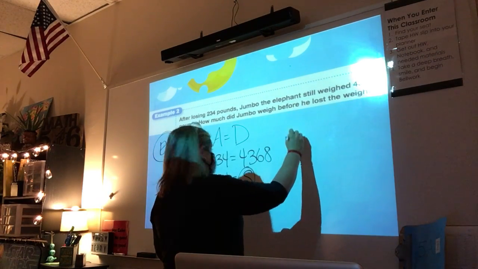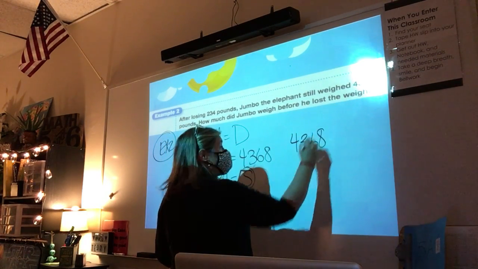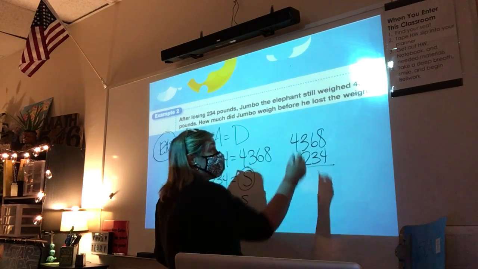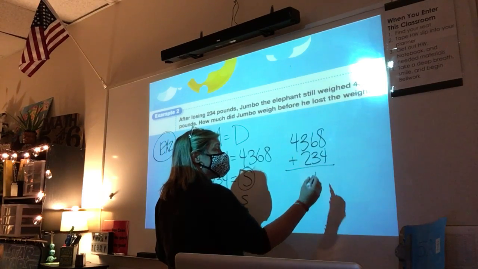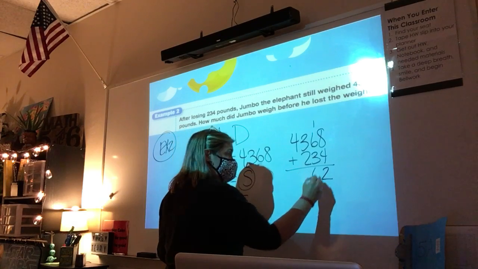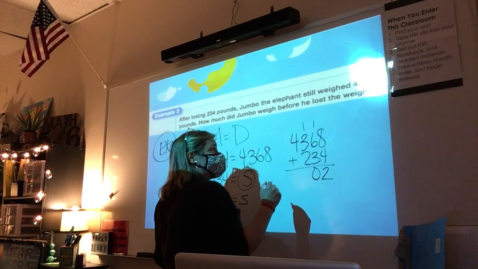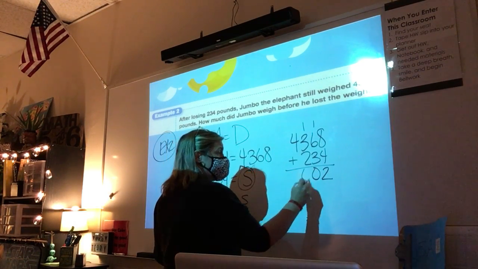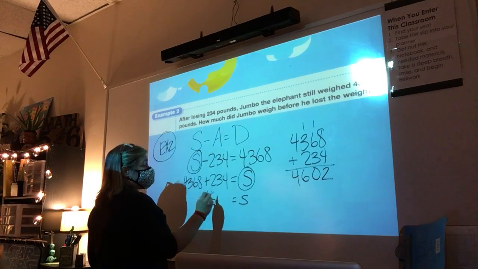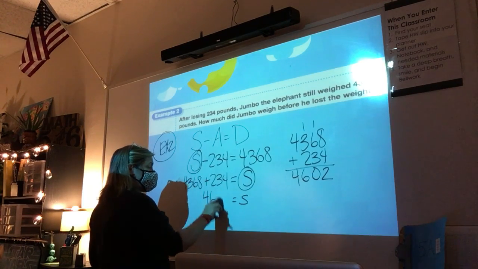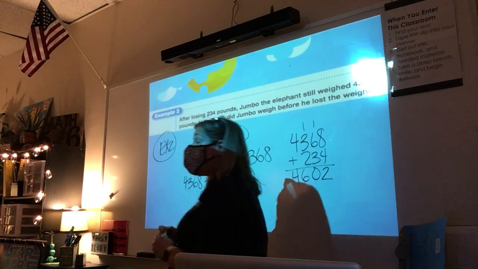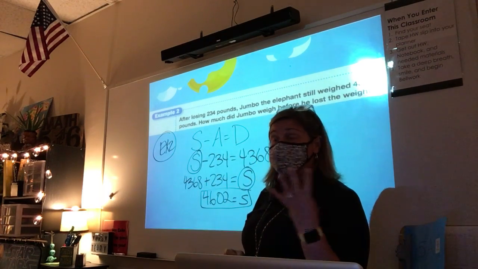And again, chicken scratch, where you show me your work over here. I do not want you to do these in your head because that's how we make silly errors, okay? All right, 8 plus 4 is 12. Bring down the 2, carry the 1. 1 plus 6 is 7. 7 plus 3 is 10. Bring down the 0, carry the 1. 1 plus 3 is 4. Plus 2 is 6. Bring down the 4. So, good old Jumbo used to weigh 4,602 pounds.